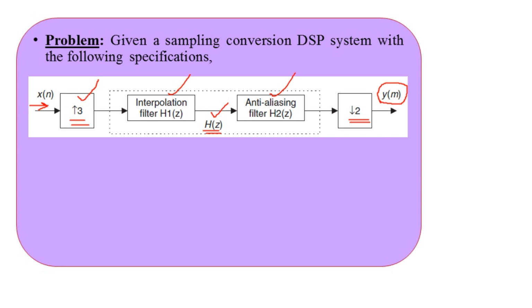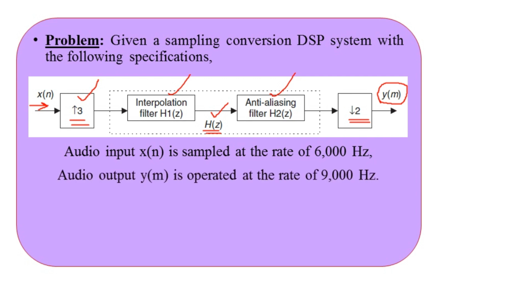Along with this block schematic we are also provided that the audio input, which is the X of N shown in the block schematic, is sampled at the rate of 6000 Hz. So capital Fs, the sampling rate of X of N, is equal to 6000 Hz or 6 kilohertz. The next information provided is that the audio output Y of M is operated at the rate of 9000 Hz. So 9 kilohertz is the sampling rate expected at the output. From 6000 we have to make it 9000.